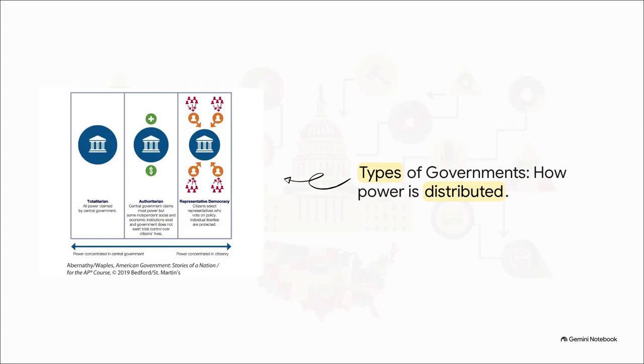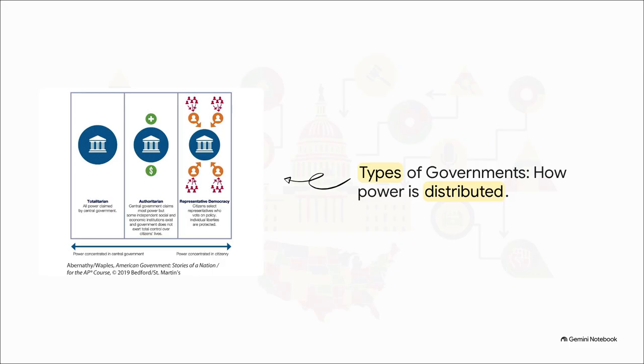Now, when building a government, every society has to figure out exactly how much power the government is going to have and how that power gets distributed. Let's think about political power as a spectrum. On the far left end, we have totalitarian governments. Under this system, power is entirely concentrated at the top. The central government claims absolute power with zero limitations.